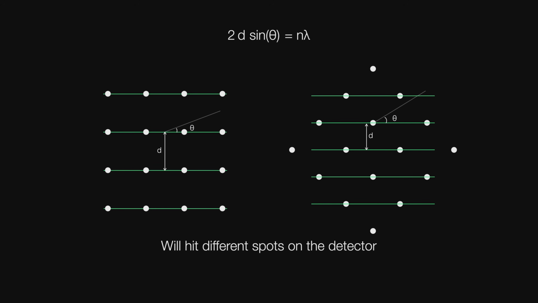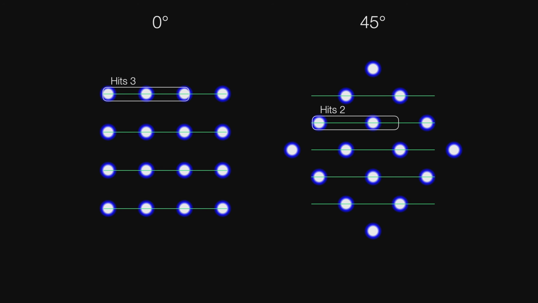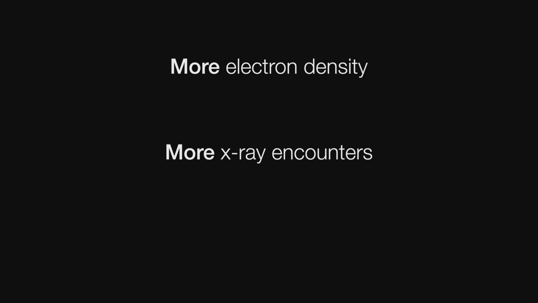Second, let's imagine drawing a grid over these atomic planes. In the original view, the grid cuts through 3 atoms. In the tilted view, however, only 2. That's fewer electrons for the X-rays to bounce off of, so the reflected wave is weaker. That's why some dots on the detector are brighter than others. In other words, more electron density equals brighter spot.